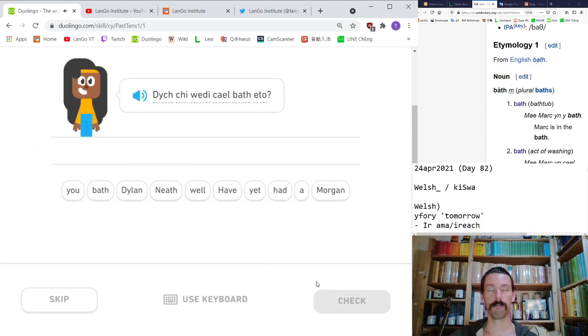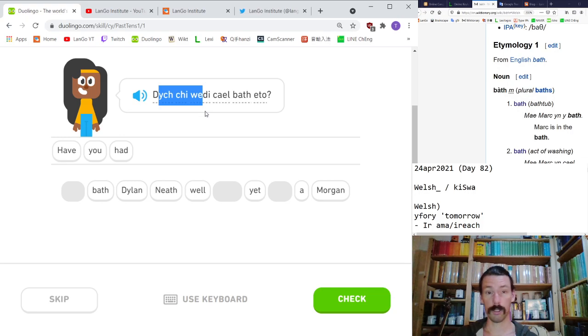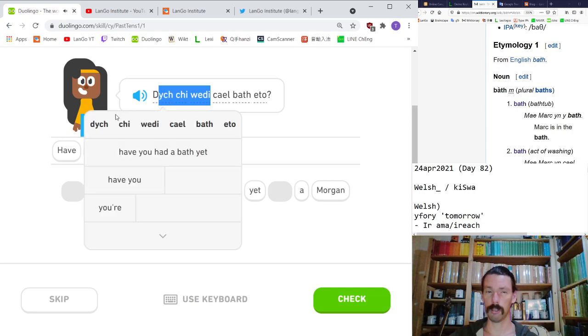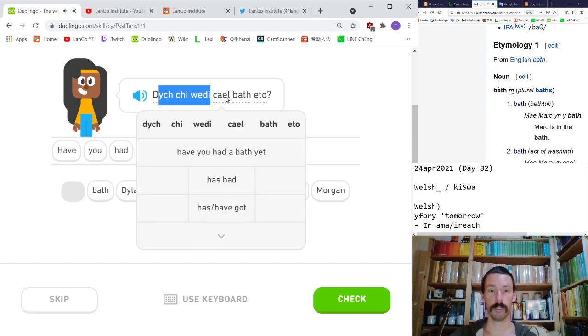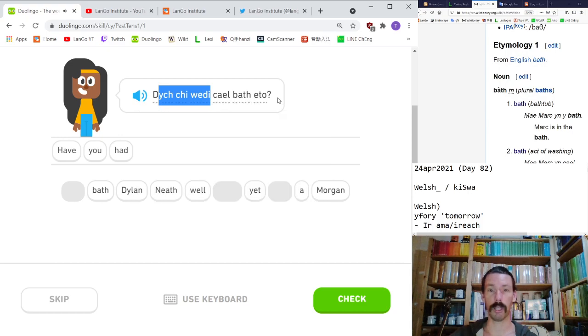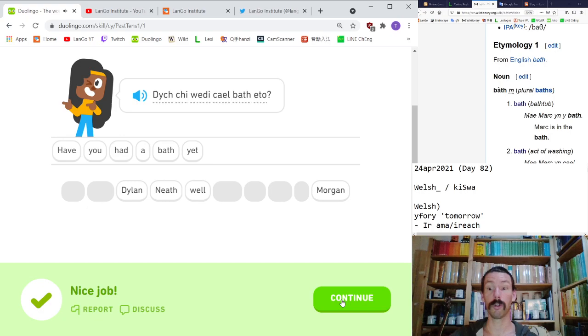Dych chi wedi cael bath eto? Dych chi, are you, wedi cael bath eto? Have you had a bath yet? So in question sentences, the word orders are really the same. The Welsh phrase here adds the layer of structure. It's are you in the position of having wedi taken, cael had, gotten a bath. Have you had a bath yet? And no indefinite article in Welsh. Pretty close in terms of the phrases.